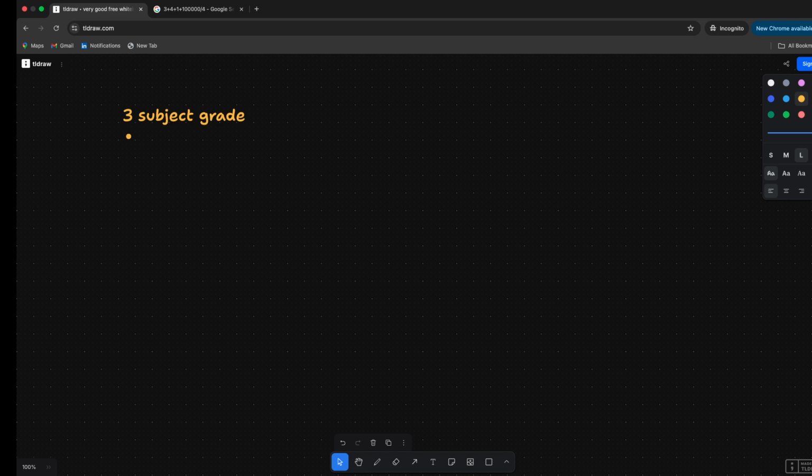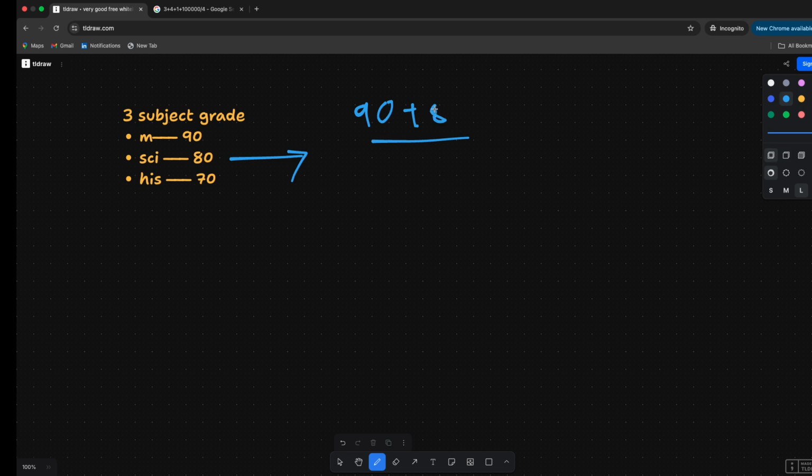You have math, in which the person scored 90. Then you have science, in which the person scored 80. Then you have history, in which the person scored 70, right? So the mean will be very simple. The mean score of this person will be 90 plus 80 plus 70, and then you divide it by 3. This is what the mean is. So this is basically 80.